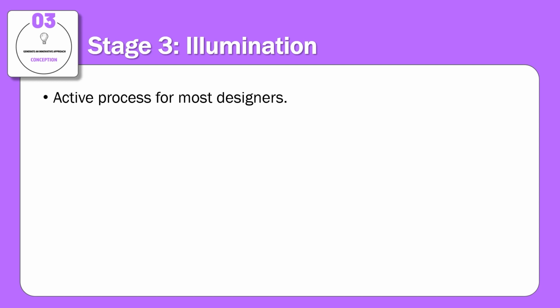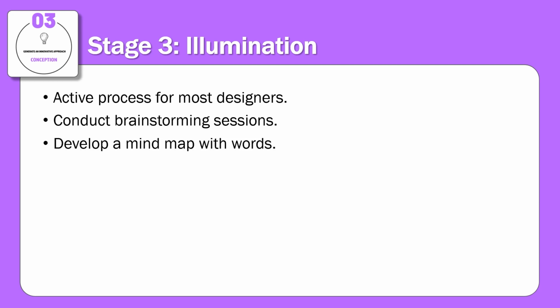Now, this is an active process for most designers, and as such, there are different things you can do. You can conduct brainstorming sessions, and these can be with yourself, they can be with others, but something to really get these ideas rolling. You can develop what's called a mind map, and you can use words, phrases, ideas to help you build associations between different words. Along with that, you can use mental maps, and you can map between different concepts to bring these ideas out of you.